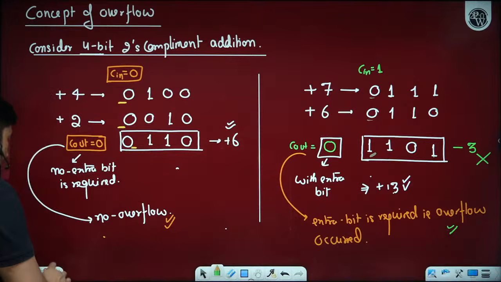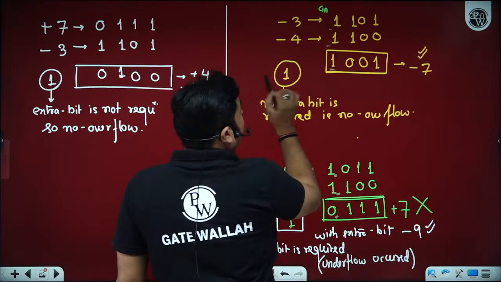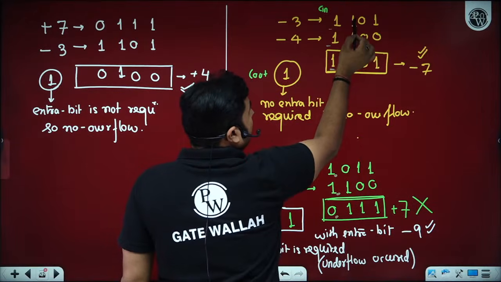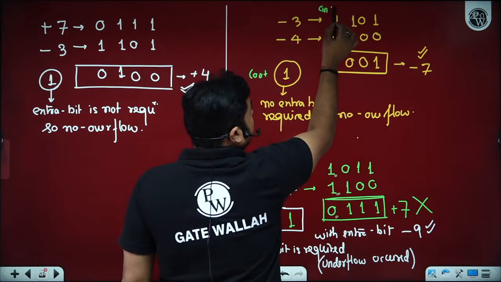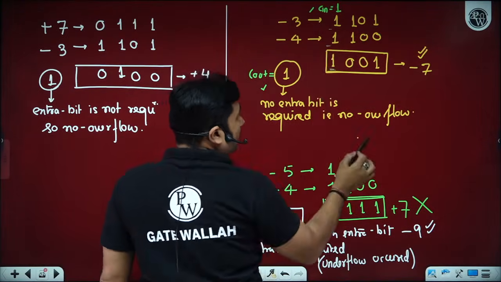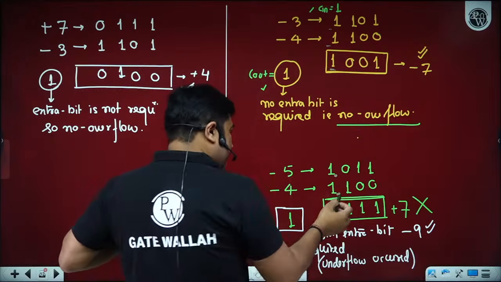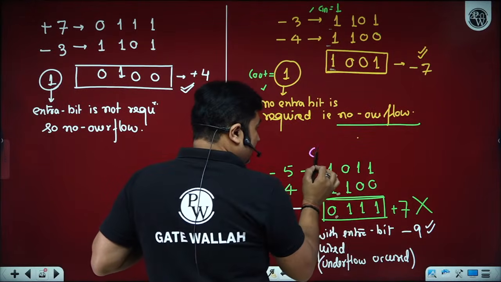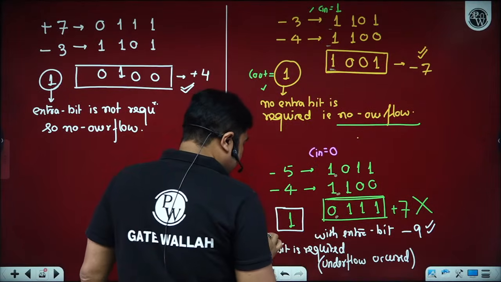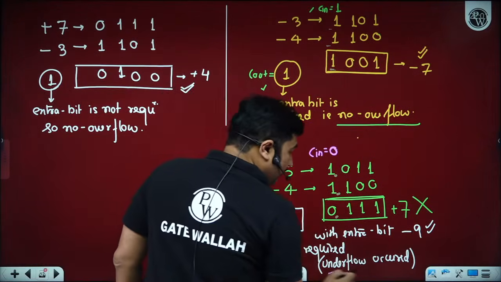Please observe once again. What is the carry in here, and what is the carry out here? Carry in is 1 and carry out is also 1. Whenever carry in and carry out are the same, no overflow occurred. If you observe here, with 1 1 1, the carry in is 0, however the carry out is 1. So whenever carry in and carry out are different, overflow occurred.